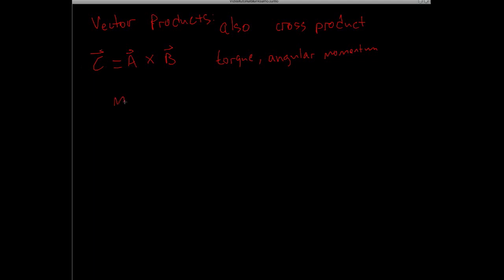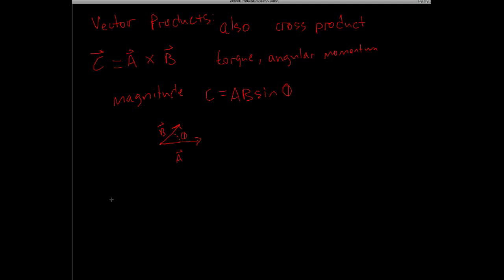Now, the magnitude of C is equivalent to AB sine of phi. Again, you start out with the tails together, and it is the magnitude of A times the magnitude of B sine of phi. Phi should always be between 0 and 180 degrees. You use the shorter angle between vector A and vector B.